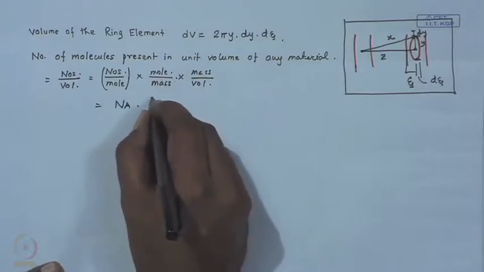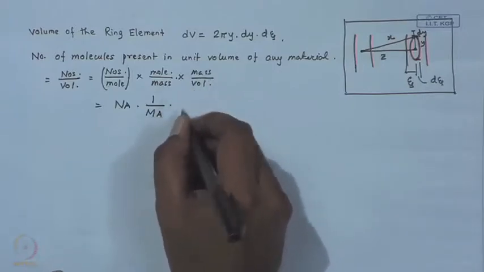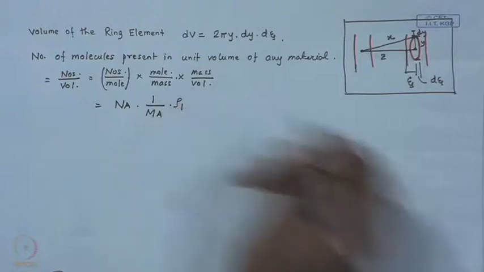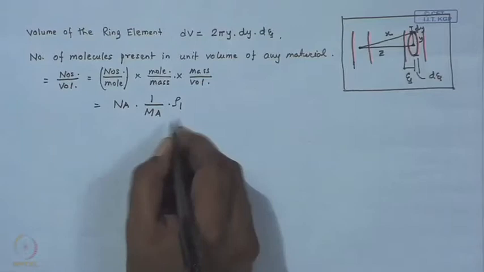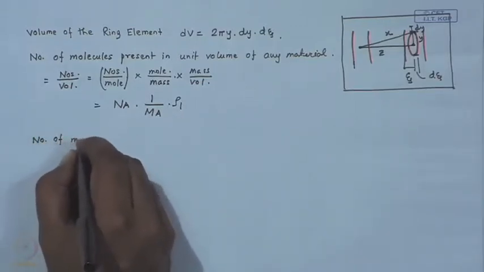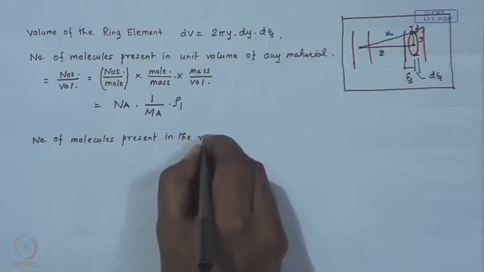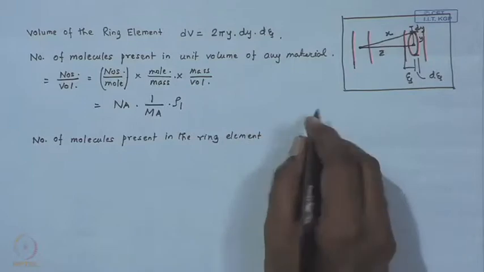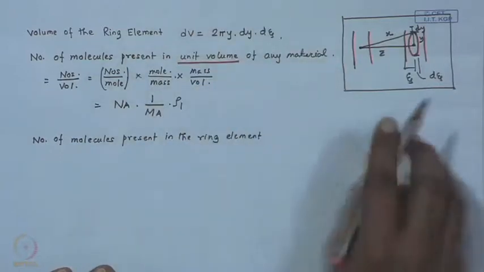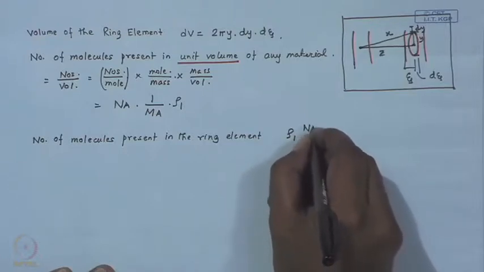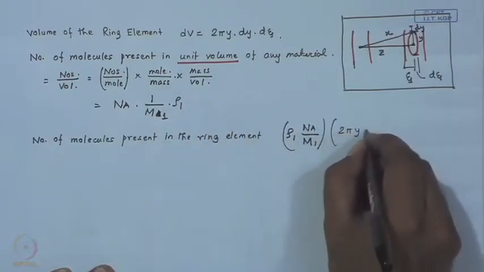Mass per mole is essentially the molecular weight. So, if we are talking about material 1 or material A, and volume per mass, or mass per volume, is nothing but density. So, the number of molecules present in this ring element is the number of molecules per unit volume, so you just multiply this with the volume of the ring. That turns out to be rho 1 Na by m1, multiplied by 2 pi y dy d eta.